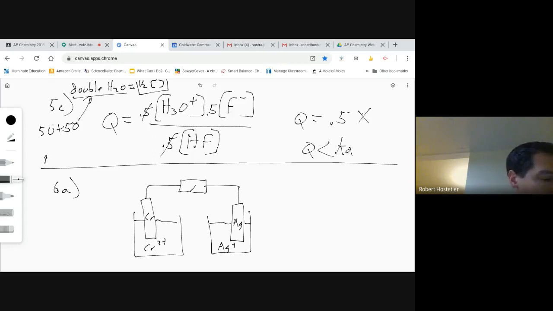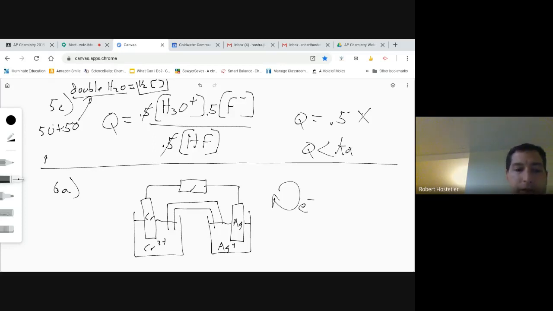Part A, they want to know, well, how come it's not showing any voltage? And it's because they forgot to put in their salt bridge. So that allows ions to travel from one side to the other, and that effectively carries the charge to complete the circuit so that electrons can flow all the way around. So talk about the ions in the salt bridge as a means for the charge and the completion of the circuit.